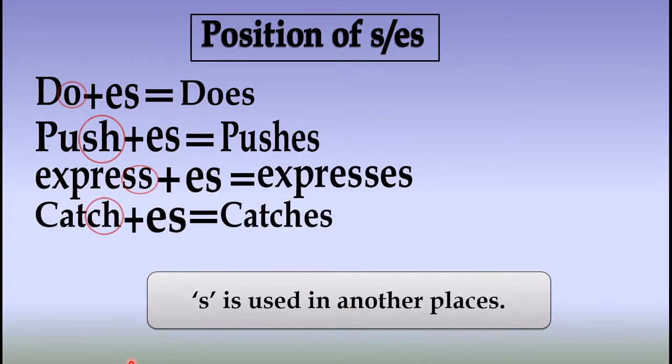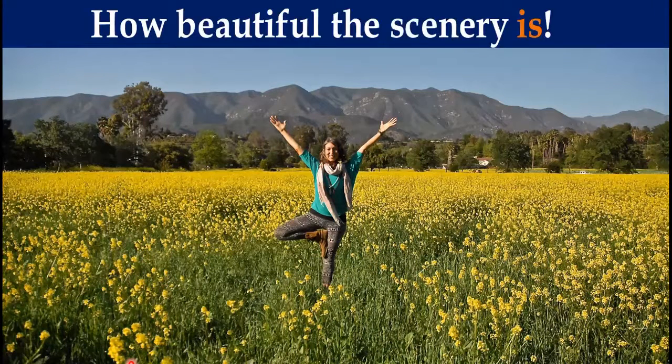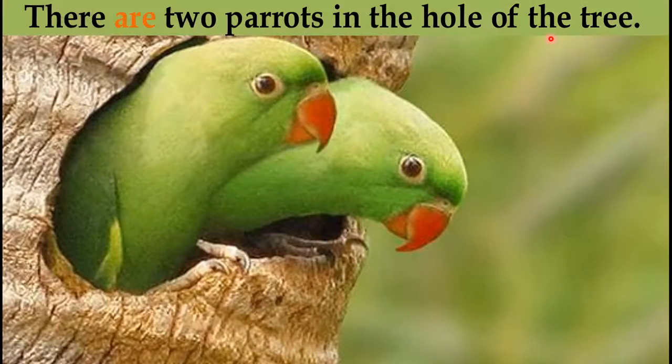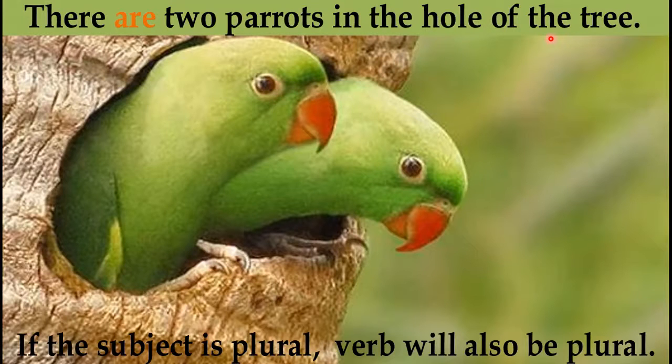S is used in other places. How beautiful the scenery is. If the subject is third person singular number, verb will also be singular. Here subject, the scenery, is singular form, so verb is singular form. There are two parrots in the hole of the tree. If the subject is plural, verb will also be plural. Here subject, two parrots, is plural, so verb are plural.